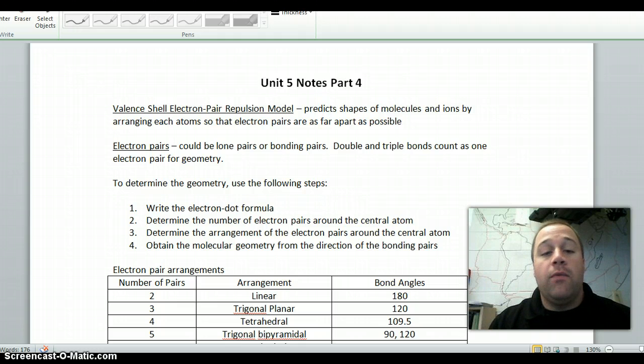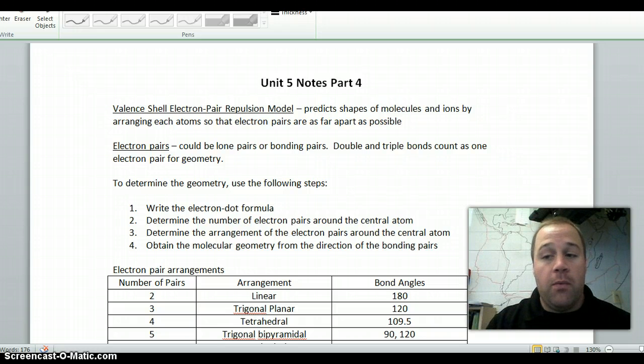This is all based on the fact that electrons want to be as far away from each other as possible. Whether that electron pair is a bonding pair, which is just a single bond, or every bond in a double or triple bond is one pair of electrons, or a lone pair, it counts as a pair of electrons. For a double or triple bond, the entire bond counts as one pair of electrons. So even if it's a triple bond, there's technically 3 pairs of electrons, but shape-wise, it only counts as 1.